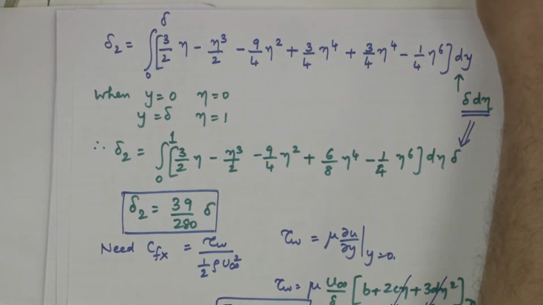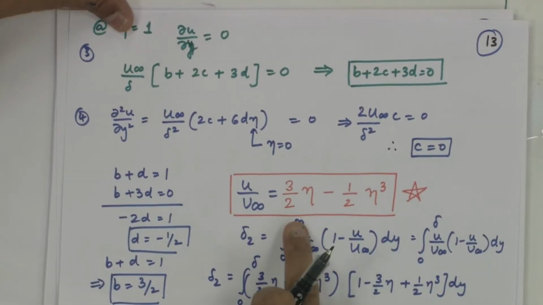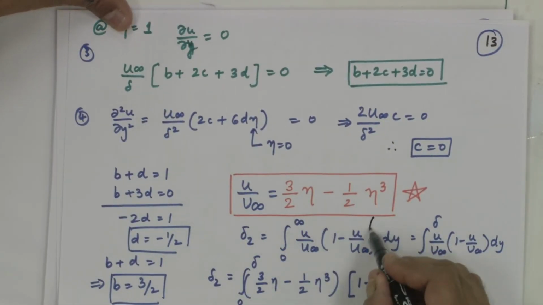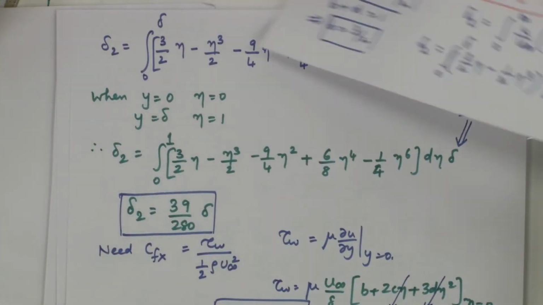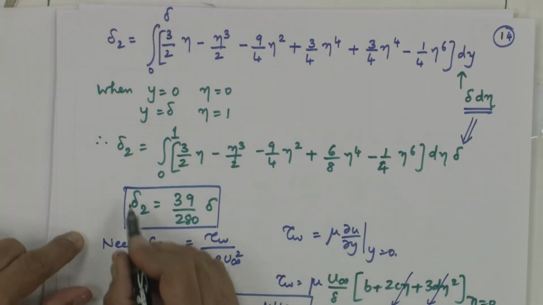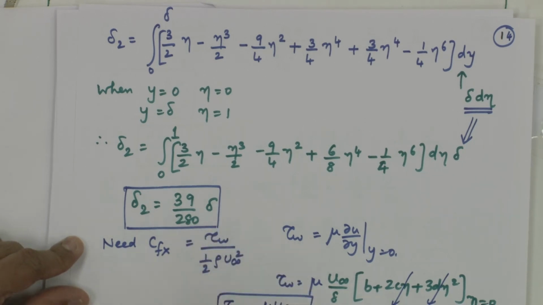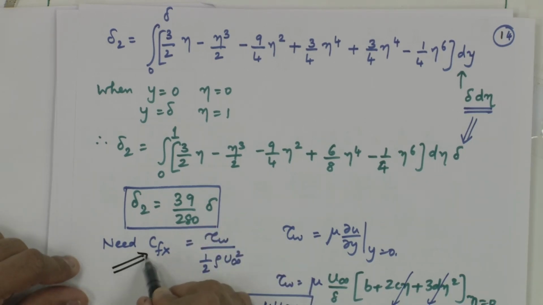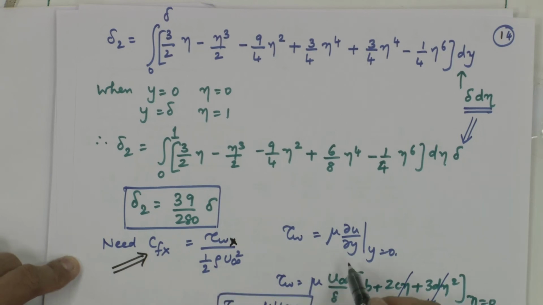So, we put in the profile for the velocity. The delta 2 definition was used, delta 2 being the integral of u by u infinity into 1 minus u by u infinity. I substituted this u by u infinity here, did the maths, and obtained the expression for delta 2 in terms of delta. This was the left hand side. So, d delta 2 is nothing but 39 by 280 d delta by dx. Cfx by 2, the coefficient of friction, was tau wall local, tau w of x, divided by 1/2 rho u infinity squared, and this also did not need any additional work.